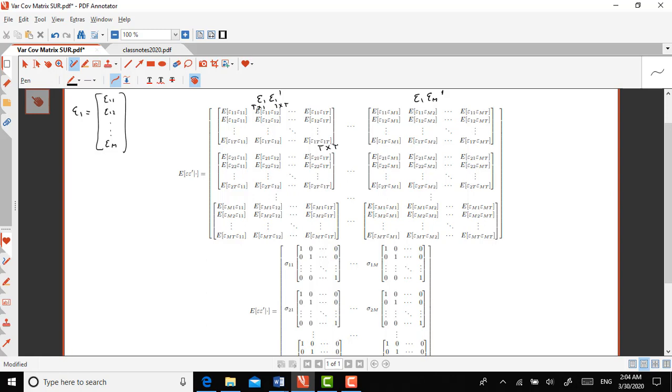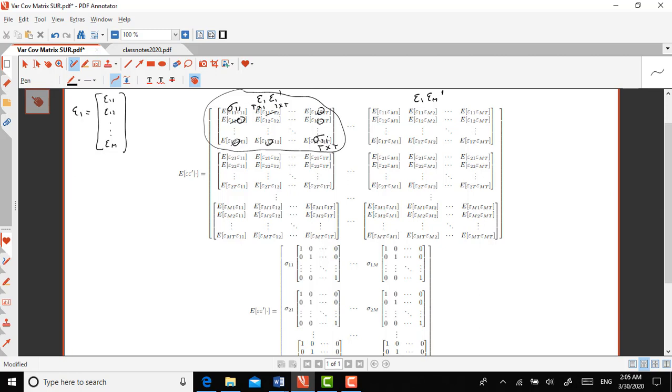Okay, so remember, one way to think about it is this is the variance covariance matrix that we have for our individual equation previously. And remember, previously, if we assume homoscedasticity, we were assuming that all the off-diagonal elements in this matrix were equal to 0, and all the elements that were in the diagonal were a constant. Okay, so now we're going to be calling this sigma 1,1 instead of sigma square.